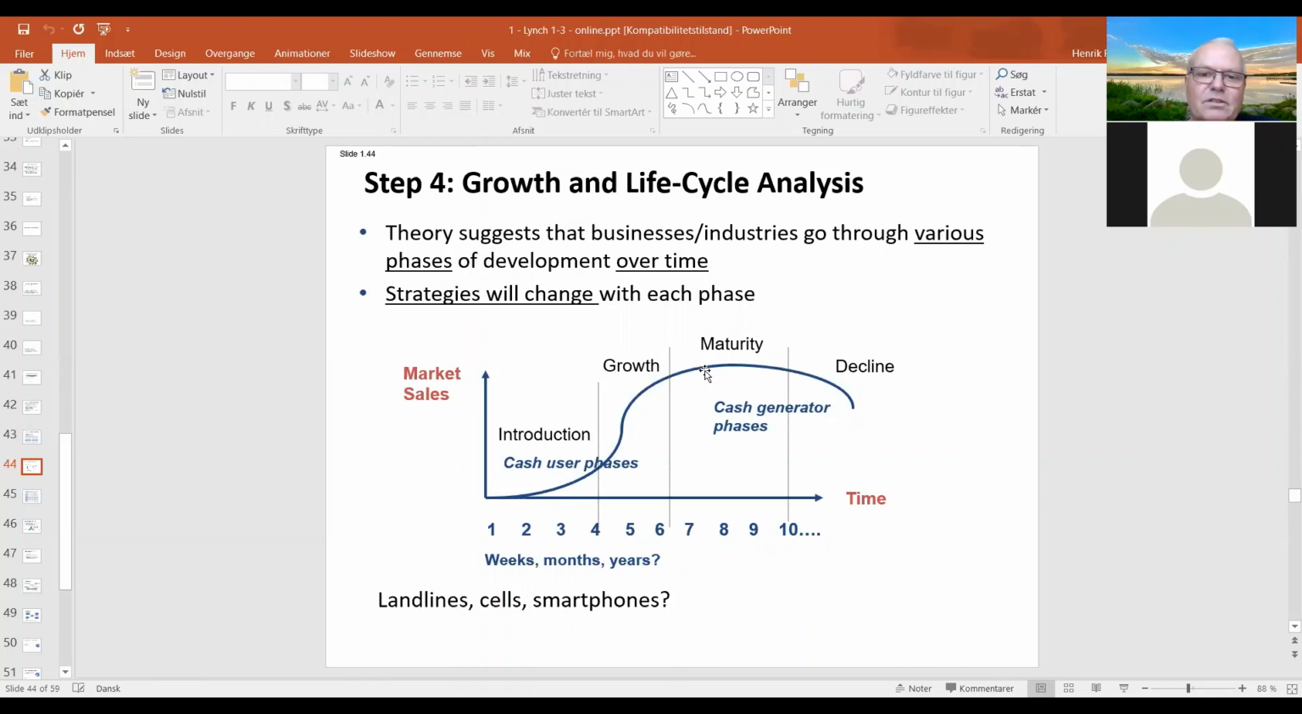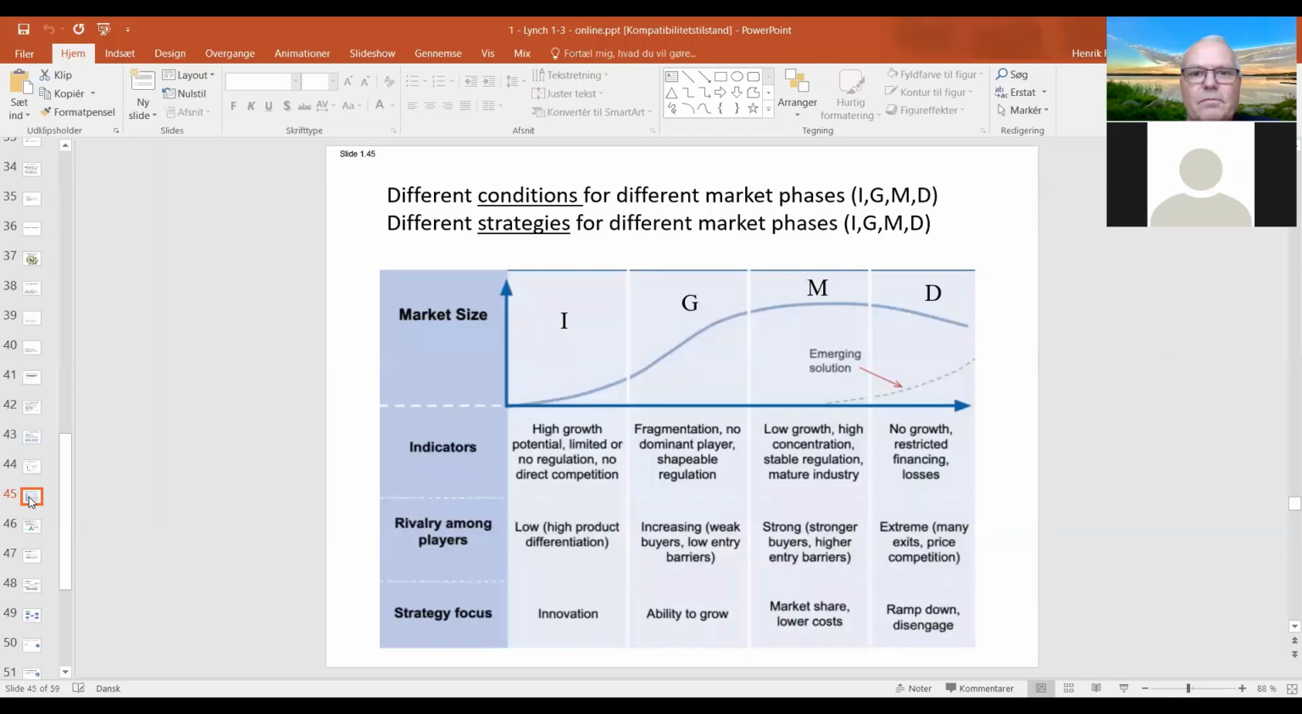So what does it take to get an introduction again? Well, we have to have a complete new technology that could take the whole industry back to the introduction phase and make them go this way. Just before the break, we have this one. So that means that we have different conditions for different market phases. Means I, G, M, D, that's introduction, growth, maturity, and decline.